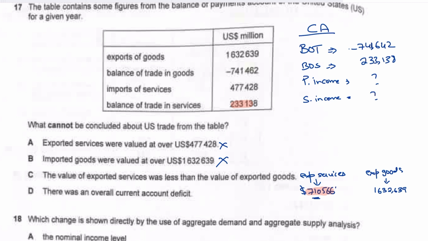Exported services are valued at 710, and exported goods are valued at over 1,000,000, 162 69. So exported services are valued less than exported goods. So this is also correct, and hence this cannot be concluded.